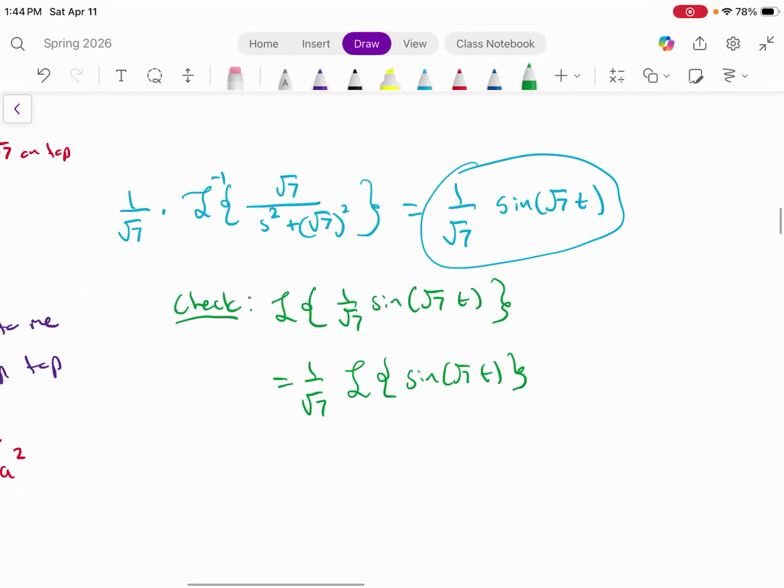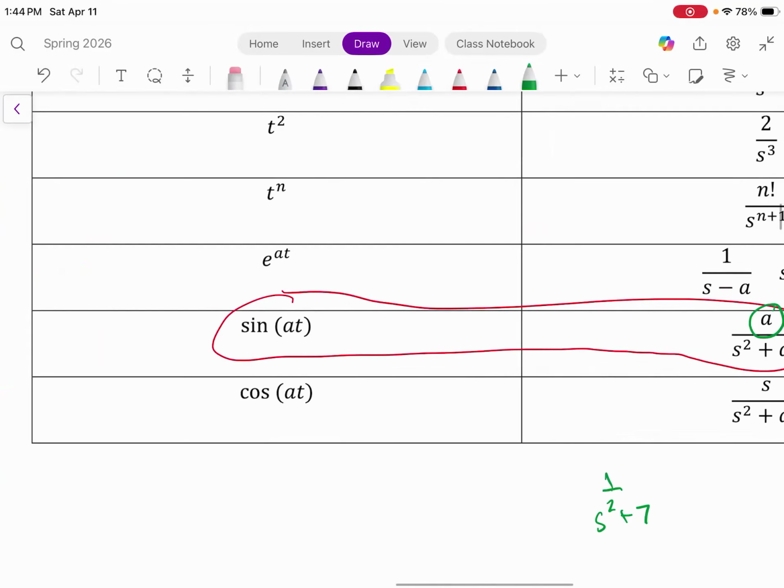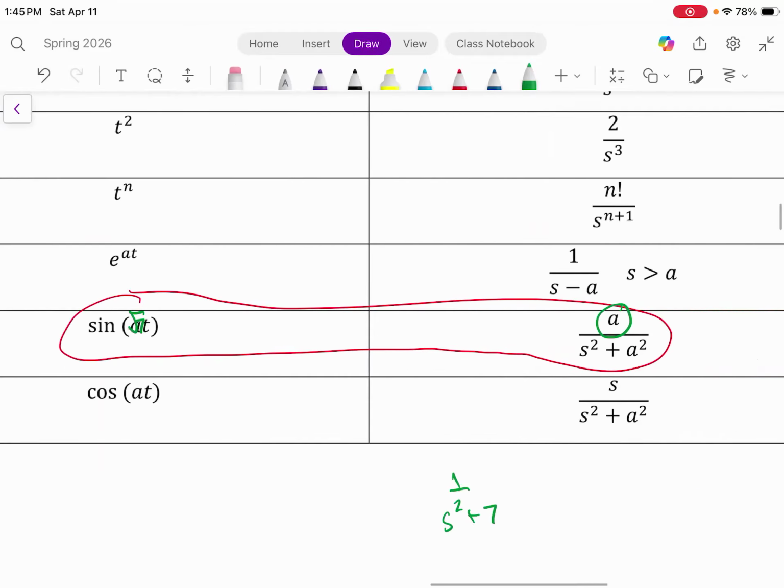Well, what is that going to be? Let's use our table. Sine of root 7t is going to be, well, using this a over s squared plus a squared, that's going to be root 7 over s squared plus root 7 squared.